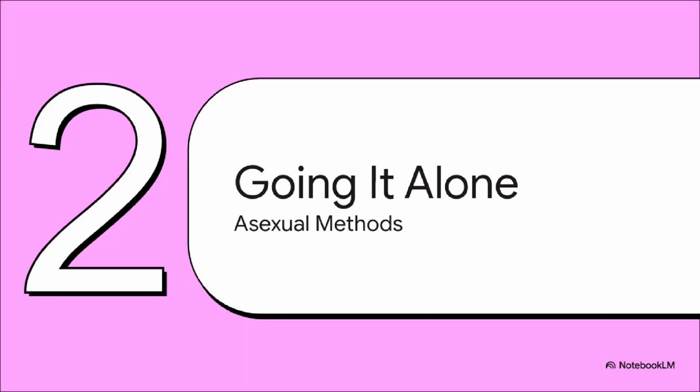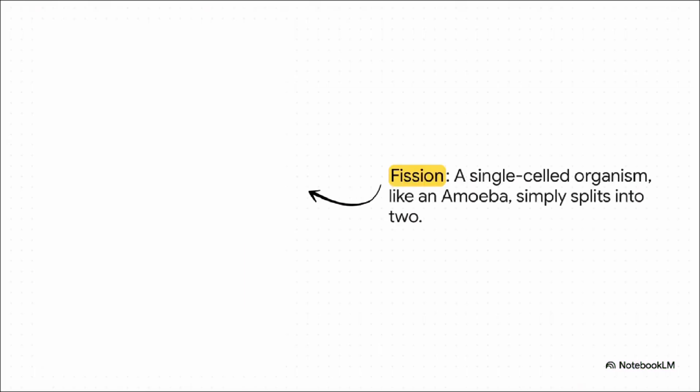Okay, so with that idea of copying and variation in our back pocket, let's check out the first major strategy for reproduction, going it alone. These are asexual methods, where you only need one parent. First up, you've got fission. This is the go-to method for a lot of single-cell critters, like the amoeba here. It's about as simple as it gets. The parent cell gets bigger, copies its DNA, and then just splits right down the middle. One parent becomes two identical daughters. It's ridiculously fast and efficient.